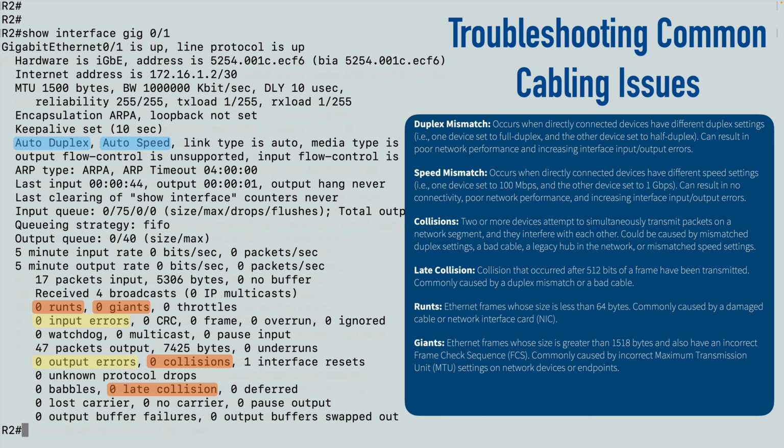And this often happens because the devices at each end of a connection are set to different MTUs, different maximum transmission units. In other words, they don't agree on what the maximum size of a frame should be.